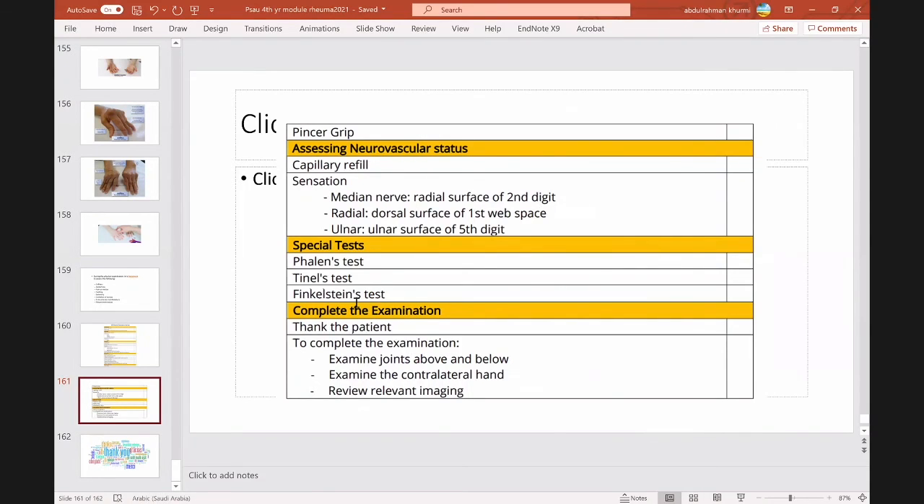And then you don't forget to cover the patient and to thank the patient, okay? And then clean your hands.